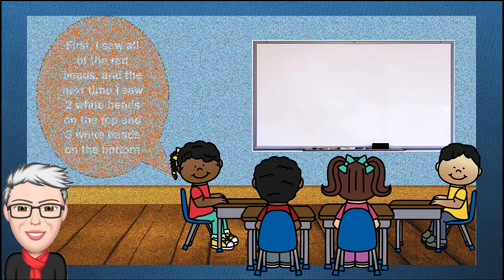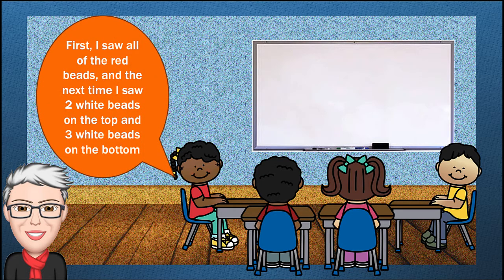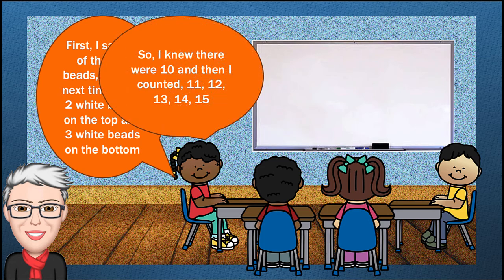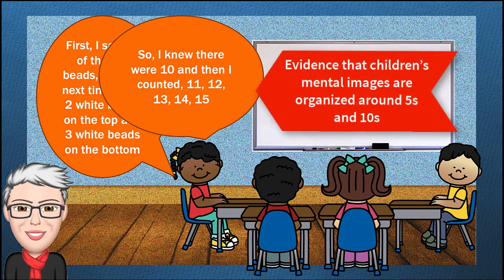For example, a child might say, "First I saw all the red beads, and then the next time you flashed, I saw the 2 white beads on the top. Then the next time, I saw the 3 white beads on the bottom." The child might then go on to say, "So I knew there were 10, and then I counted 11, 12, 13, 14, 15." Remarks such as these provide evidence that children's mental images are organized around 5s, 10s, and in some cases, doubles.